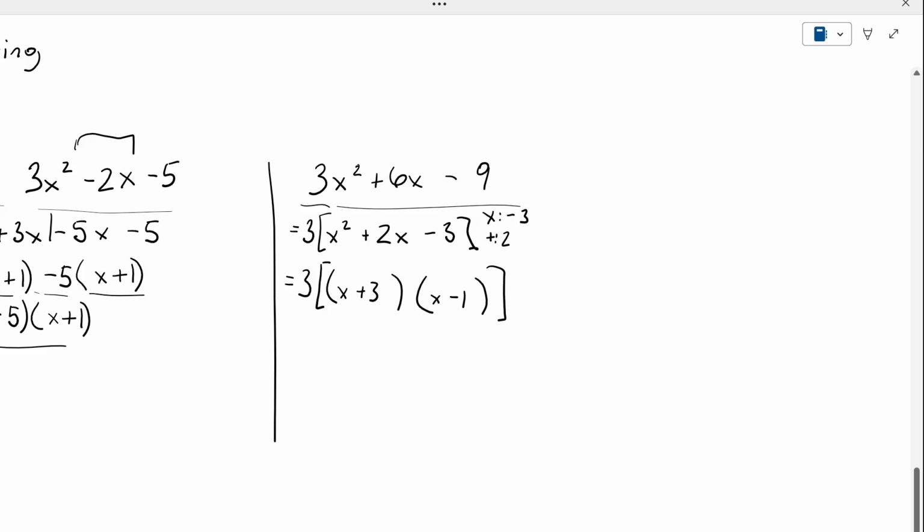This means that the roots of this function are at x equals negative 3 and x equals 1. That's because if you were to sub in either of these x values into this equation, we'd be left with a value of 0, which is what a root is.